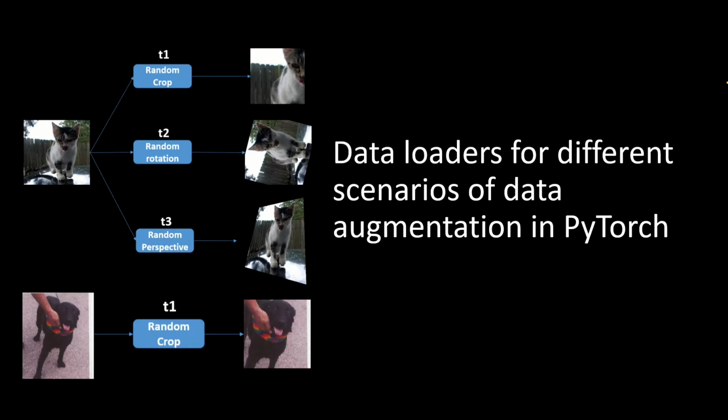So welcome to this tutorial video where I'm going to show you how we can create data loaders for different scenarios of data augmentations in PyTorch. So basically we can use data augmentation to have augmented images to reduce overfitting. We can also use it to increase the dataset size or also to create some balance in the dataset. So let's see the different scenarios of data augmentation.